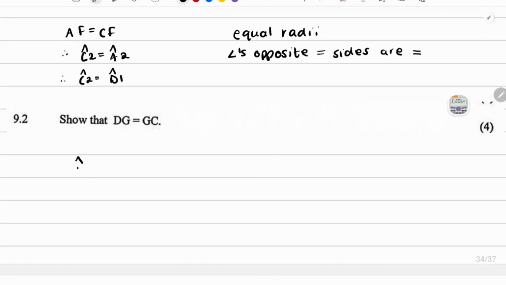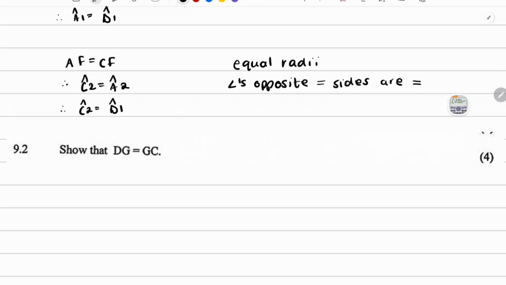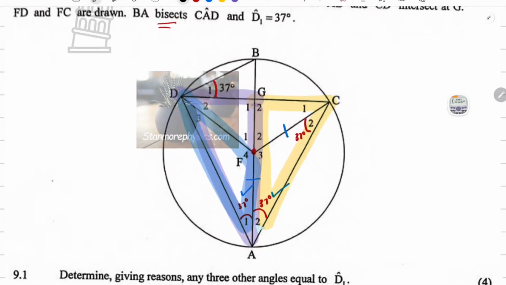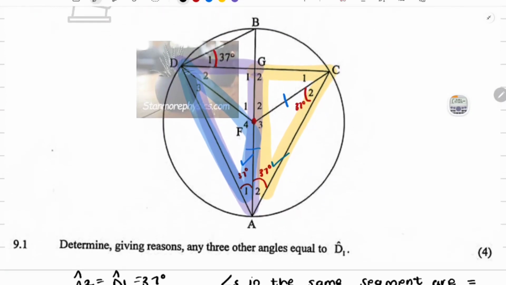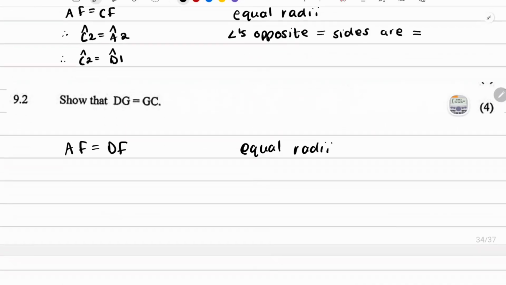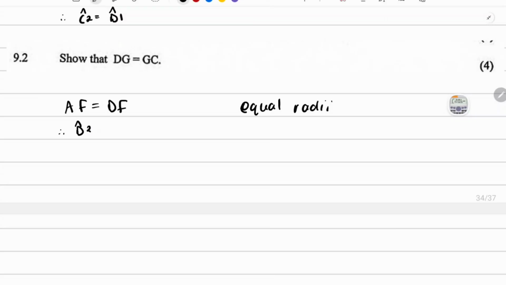So angle D3, first of all, we should tell them the sides that are equal first. So we can start off by telling them that AF equals DF, and this is because they are equal radii, 2 radii. Then it means that angle D3 equals angle A1, which is of course equal to 37 degrees, because angles opposite equal sides are equal.